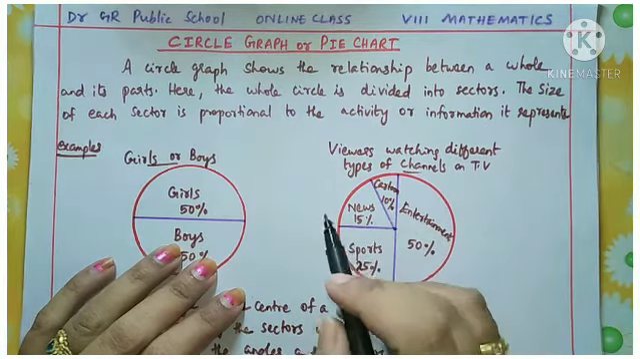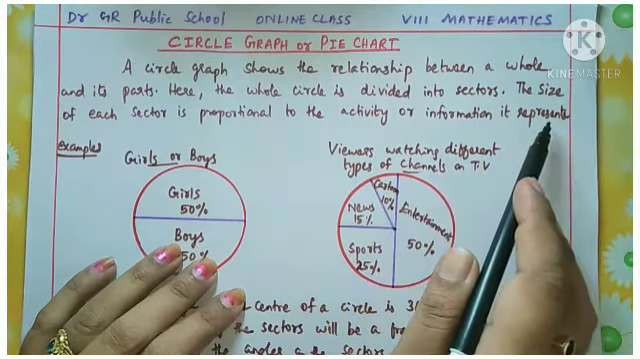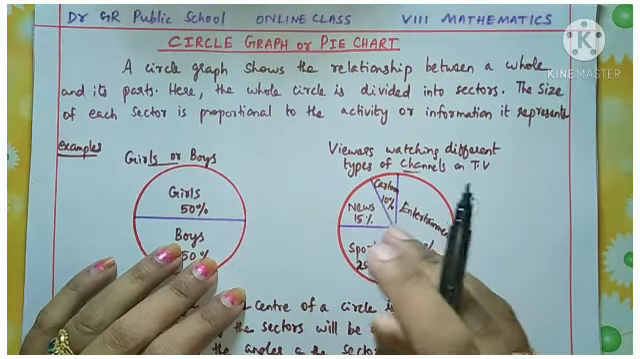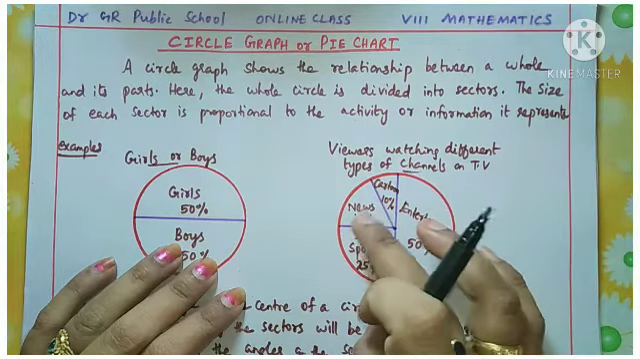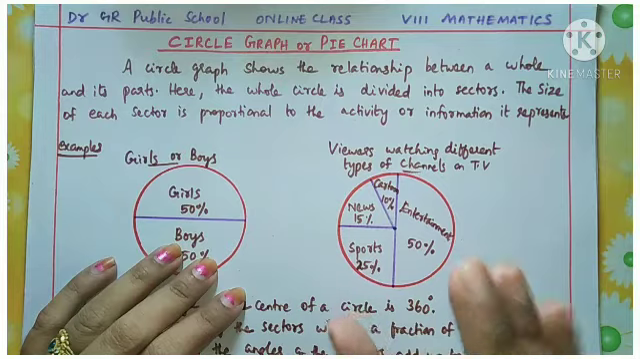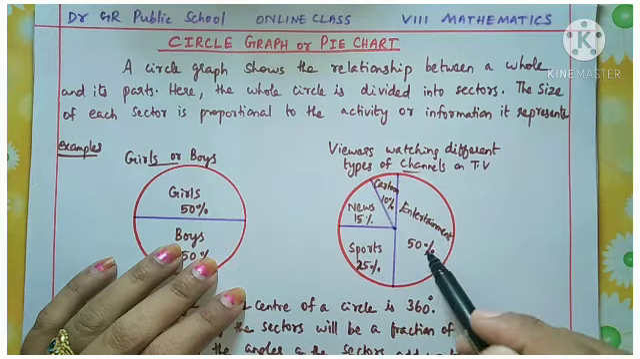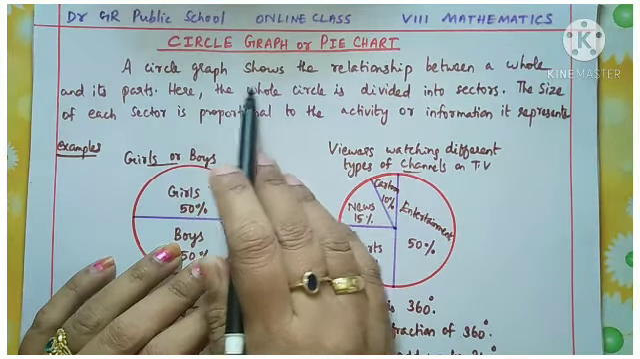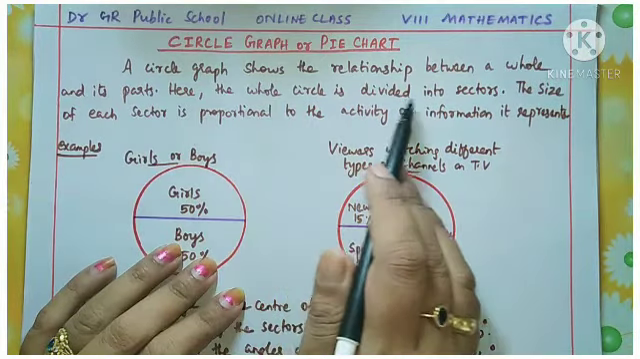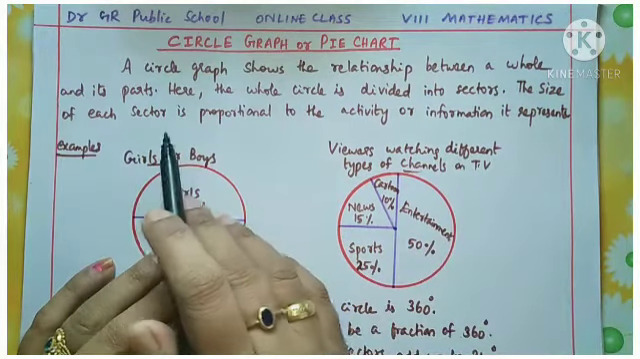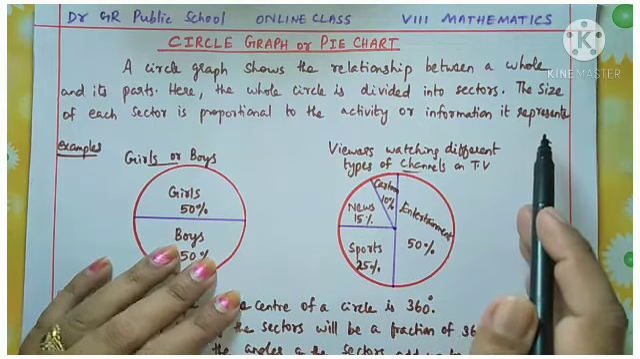The size of each sector is proportional to the activity or information it represents. So each sector will represent some activity, some information, and some proportion. How much? So that relation will come in circle graph. Once more, a circle graph shows the relationship between a whole and its parts. Here the whole circle is divided into sectors. The size of each sector is proportional to the activity or information it represents.